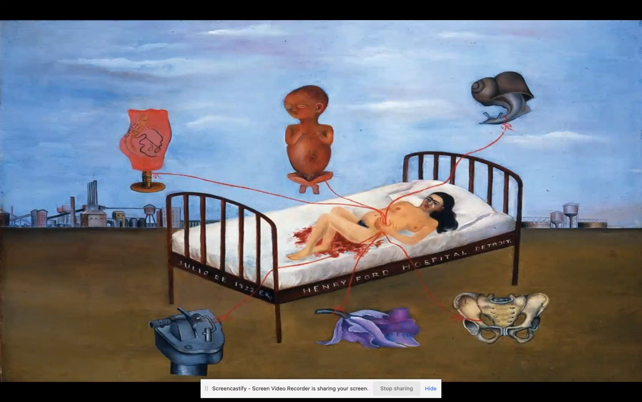So, for example, the snail is representing her slow operation, and the fetus is representing the baby boy she never had. And these red cords coming from her stomach are to represent an umbilical cord. That's what it's supposed to look like. You can also see a tear falling from her eye, which would show the pain she was in and the suffering she was enduring within this time period in this event.